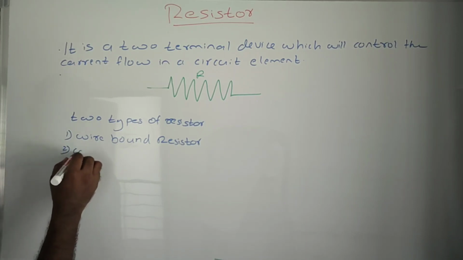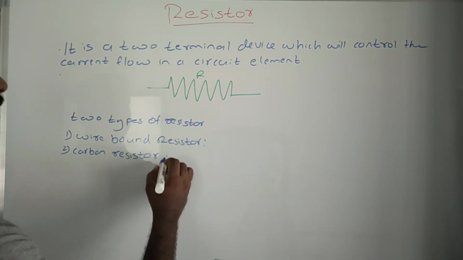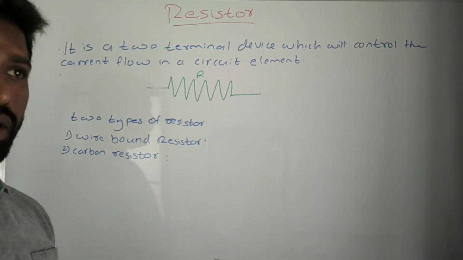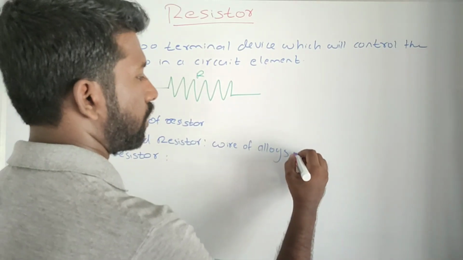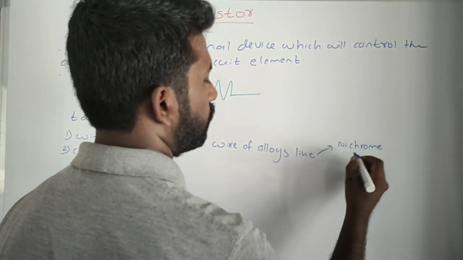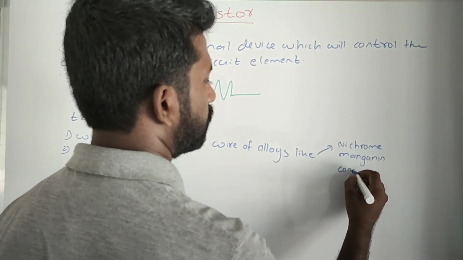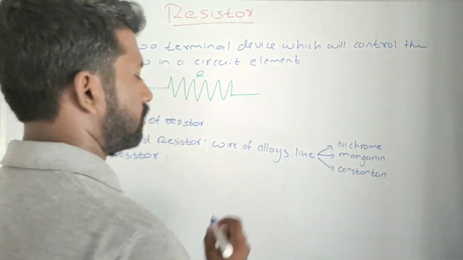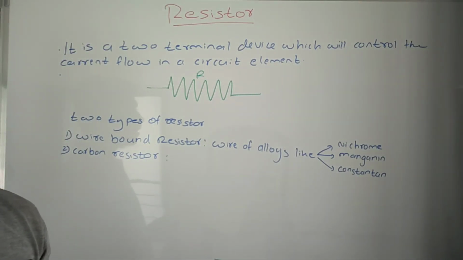Okay. What is a wire bound resistor? In this resistor, wire of alloy, normally nichrome, manganese and constantan, is wound over an insulating material.